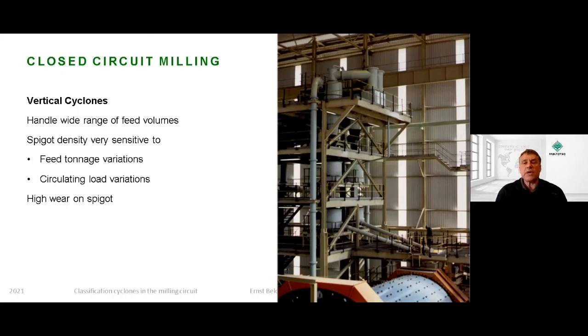But when you've got fluctuating circulating loads, then you can easily go into a roping condition because you are operating on the verge of your spigot design, and any additional tons via the circulating load ropes the cyclone. And that's not the situation that you want, because during roping, when you overload your spigot, the coarse material is then reporting to the overflow and obviously defeating the objective of classification. Also, high wear on the spigot.